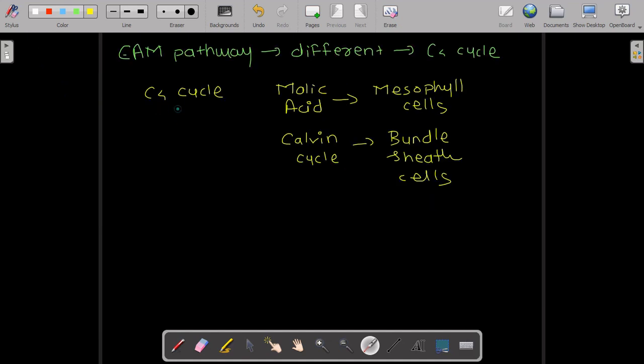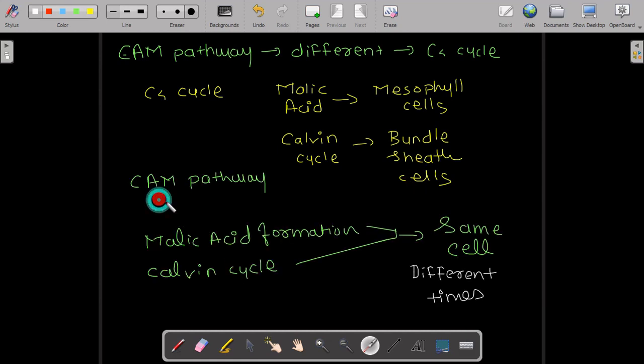In the C4 cycle, the malic acid is produced in the mesophyll cells, whereas the Calvin cycle is taking place in bundle sheath cells. Now in the case of the CAM pathway, the malic acid formation and the Calvin cycle, both of these things are taking place in the same cell but at different times.